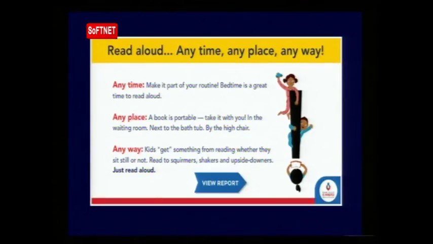Any place. A book is portable. Take it with you in the waiting room, next to the bathtub, by the high chair. So you can read anywhere. You can sit in the classroom, you can sit in the library, you can also sit on the stairs to read any text. Anyway, kids get something from reading whether they sit still or not. Read to swimmers, shakers and upside downers, but just read aloud. So wherever you are, you can read aloud.